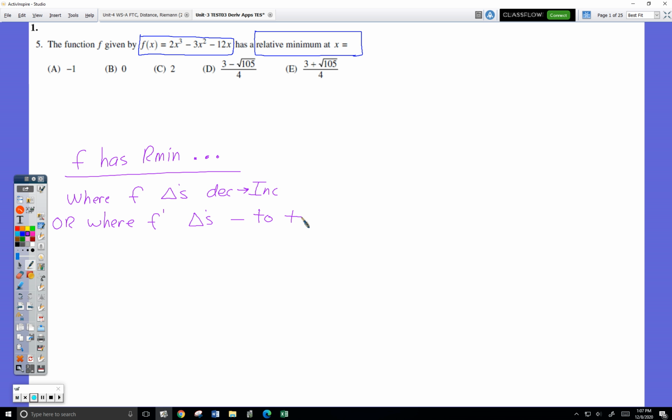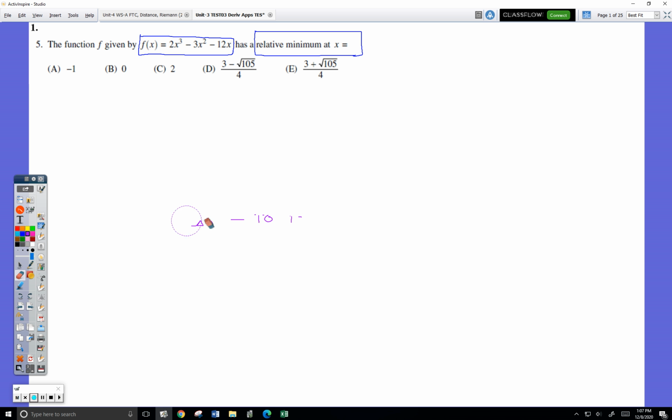So what's f prime, Megan? F prime would be 6x squared minus 6x minus 12. So let's write that down. As always, thinking with me is going to be a lot more valuable than watching.